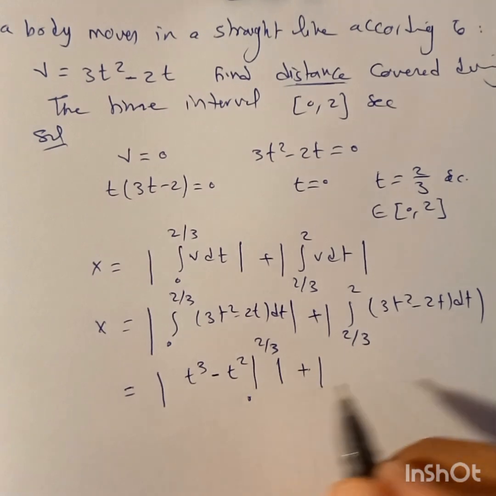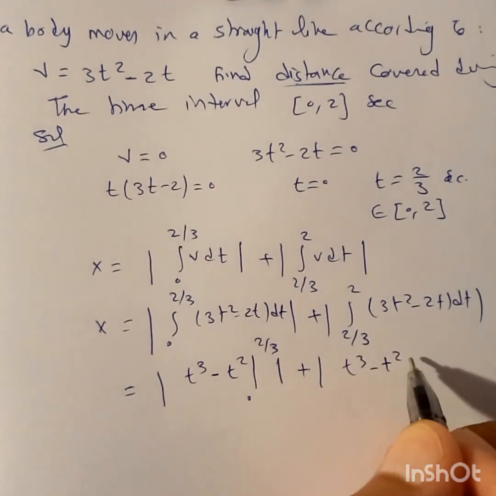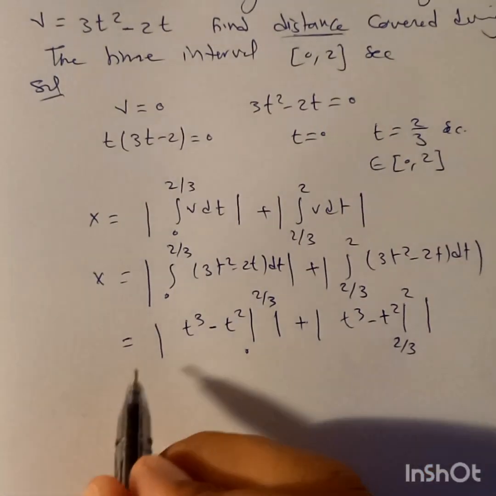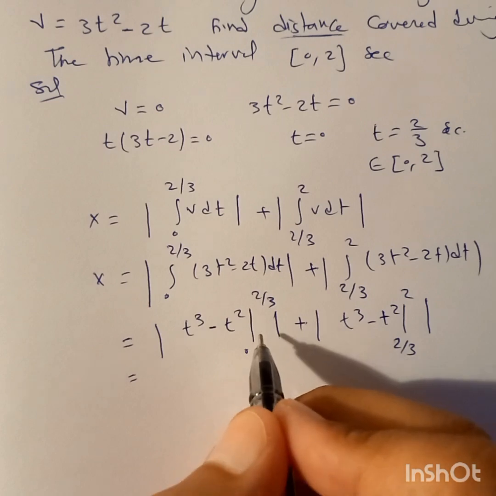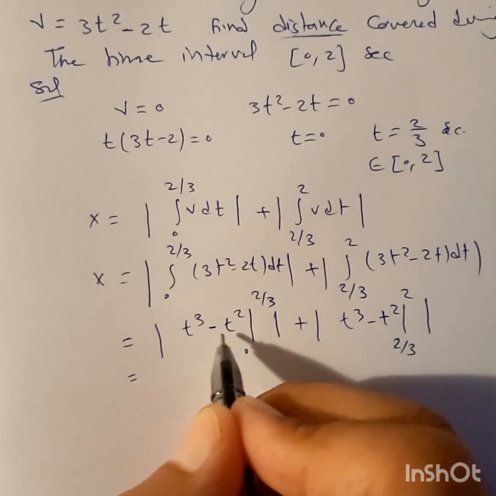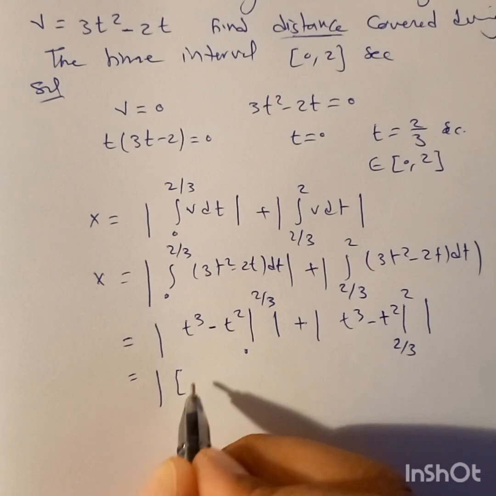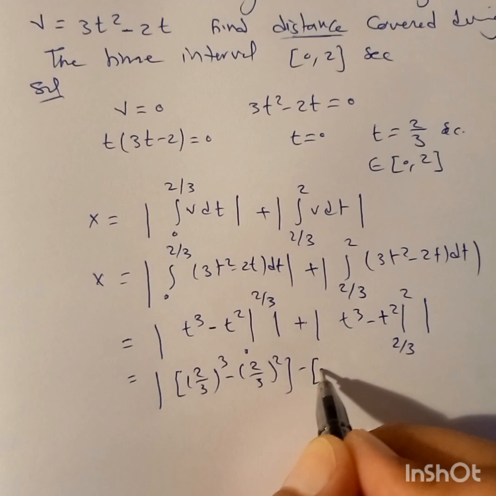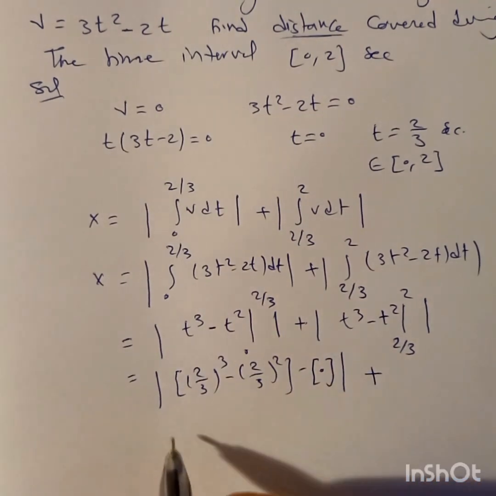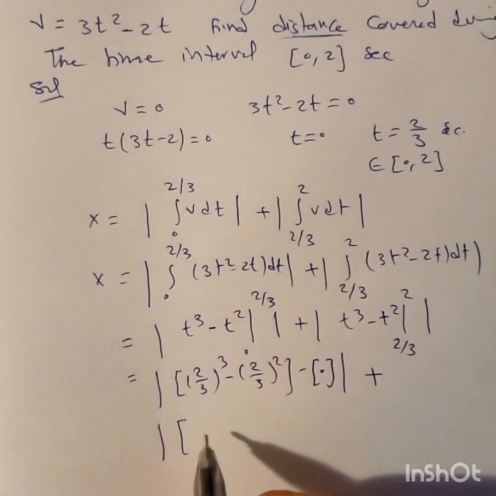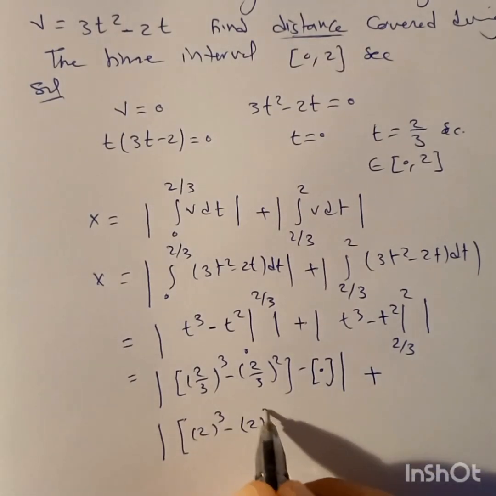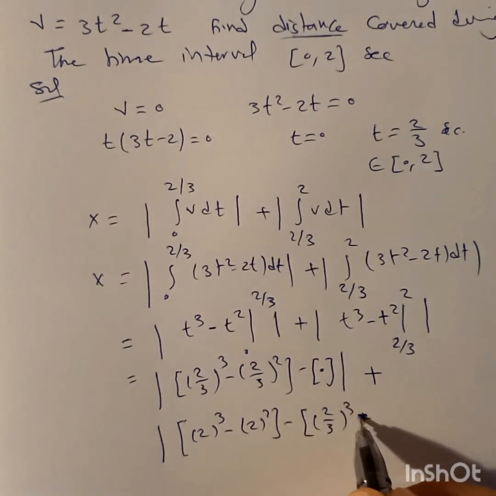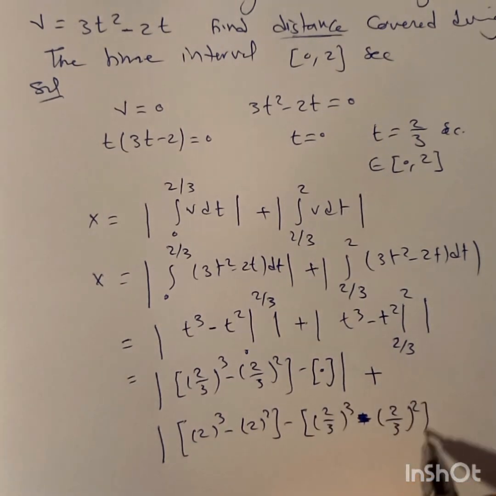And we have also the second modulus, here we have t³ minus t² from 2 over 3 to 2, and we have this modulus. Okay, here we can substitute by 2 over 3 and subtract the substitution of t equals 0. Then we have this modulus: we have (2 over 3)³ minus (2 over 3)², this first one, minus 0, this first modulus, plus the second one, substitute by 2, then we have 2³ minus 2², minus here we have (2 over 3)³ minus (2 over 3)², and this is the second modulus.